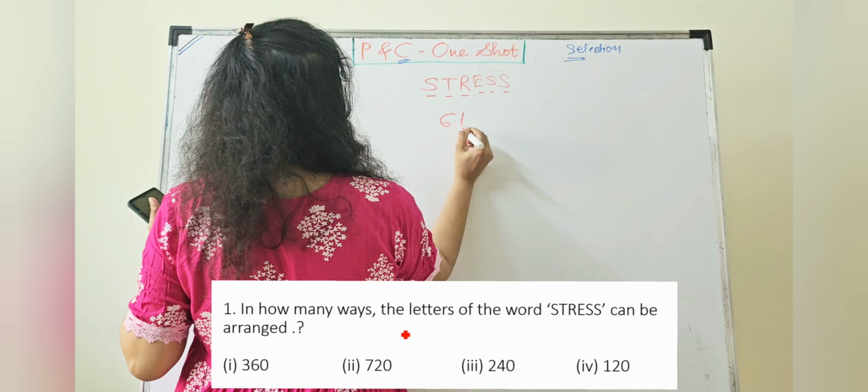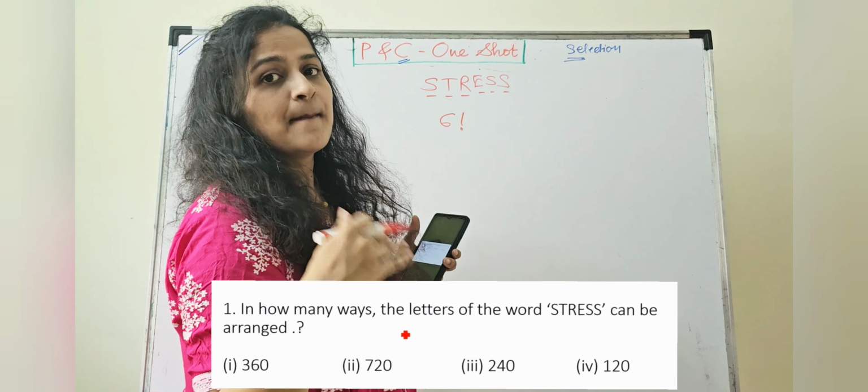Now let's get started with the first example. The word which they are giving you is stress. Don't take a lot of stress, and that is why this word is there, stress. You have to arrange all the letters of this word. First thing you need to do, count the number of letters. 1, 2, 3, 4, 5, 6. So that is going to be what?